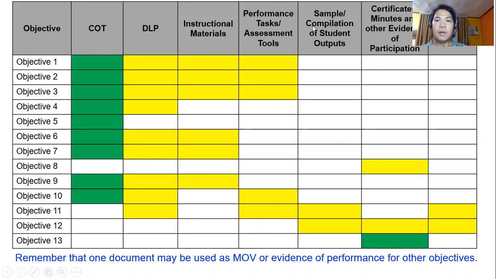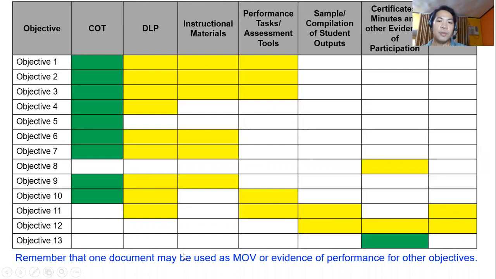Objective number 8, we should attach certificates or minutes and other evidence of participation. Objective number 9, we have COT rating sheet, DLP, instructional material. Objective number 10, COT and DLP, and performance tasks or assessment tools. In objective number 11, we have DLP, performance tasks or assessment tool, sample or compilation of student outputs, and also class records or report cards.